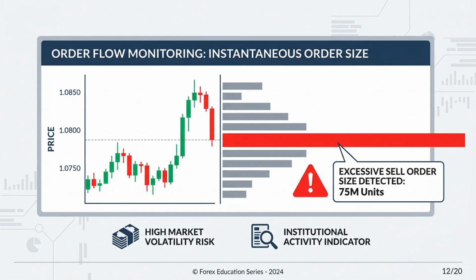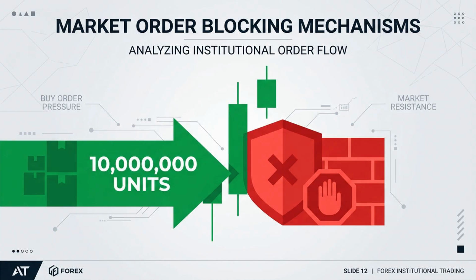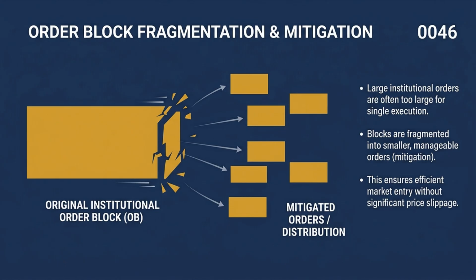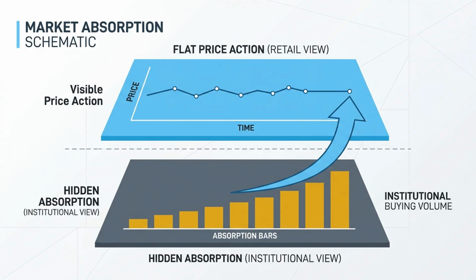Because size creates a problem. A retail trader can buy 10,000 units and the market doesn't blink. An institution trying to buy 10 million units cannot just click a button. The order is too big for the liquidity available at any single price. So it gets broken apart, filled in pieces, absorbed quietly, candle by candle, while price appears calm on the surface.